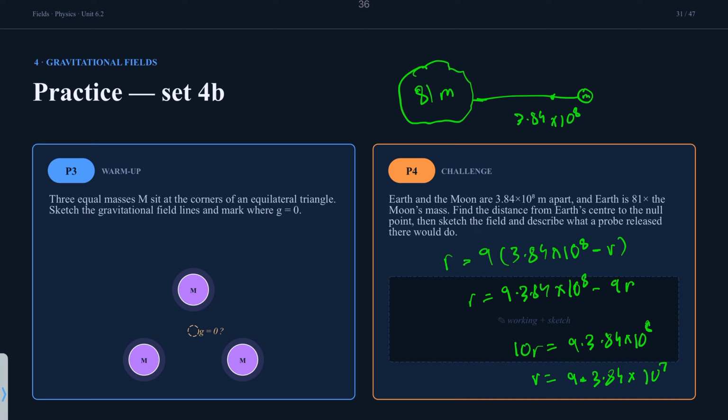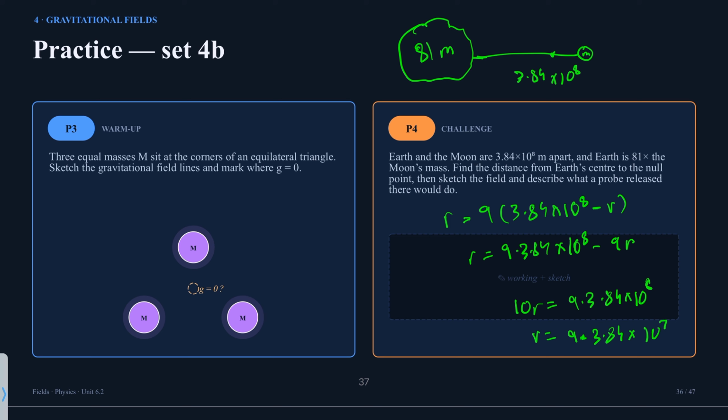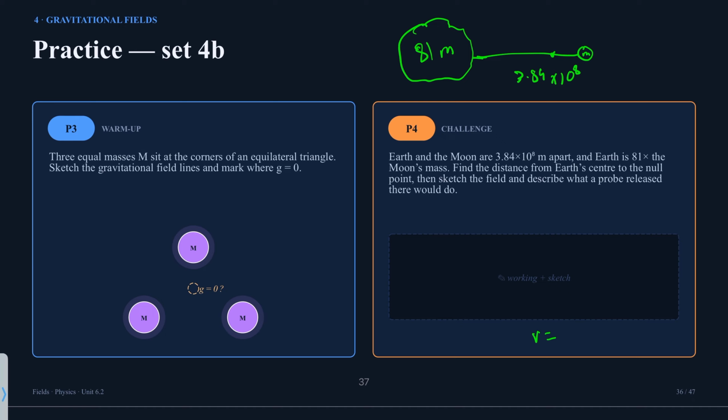And there you go. Maybe I can simplify 9 times 3.84 to make it a bit smoother here. Let's get the calculator out for that. So 9 times 3.84 is 34.56, so 34.56 times 10 to the 7 meters from Earth. Okay, from Earth. Then sketch the field and describe what a probe released there would do.